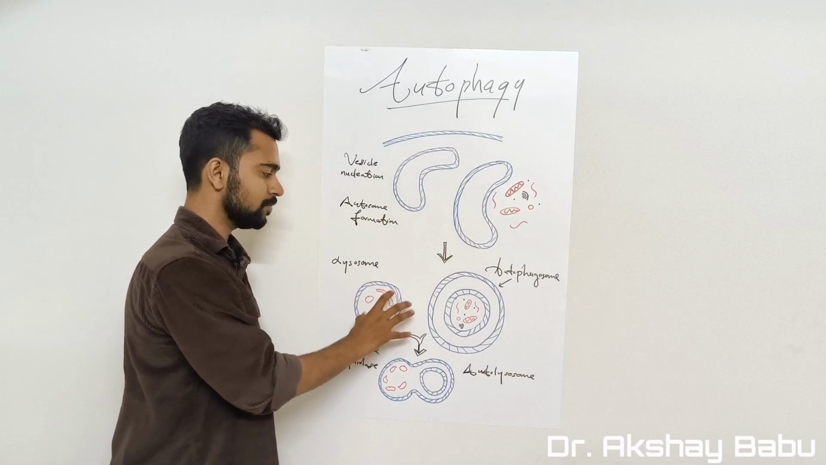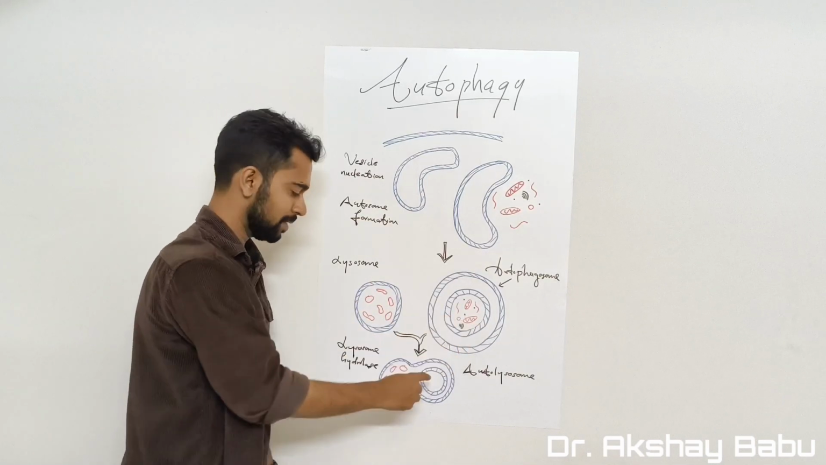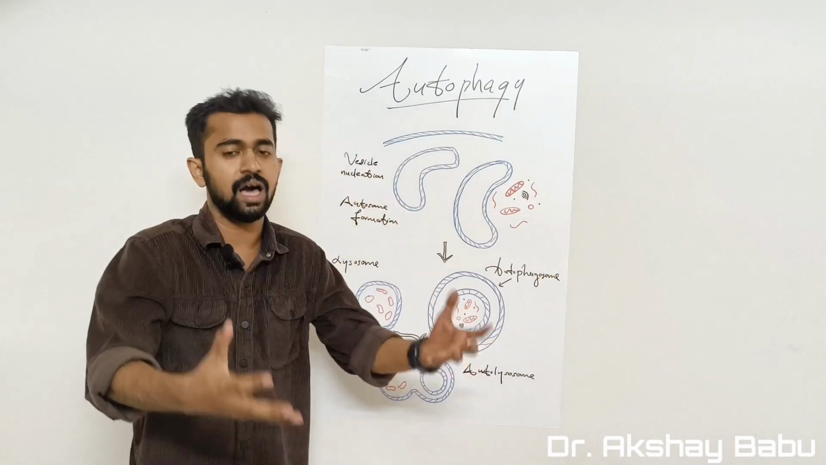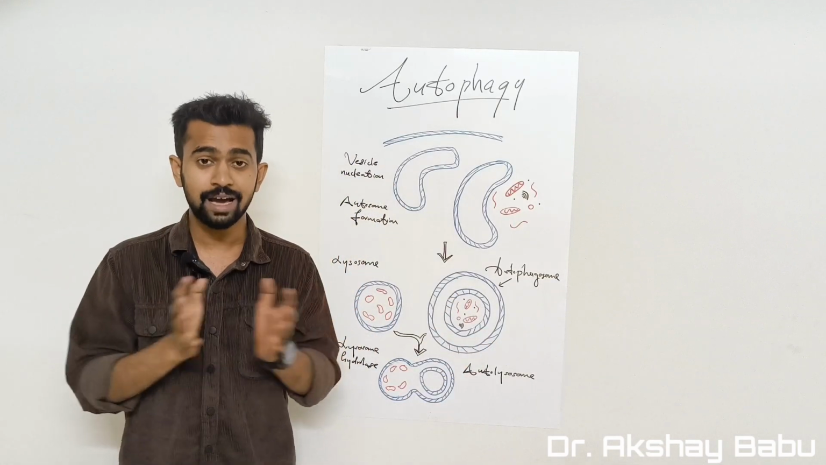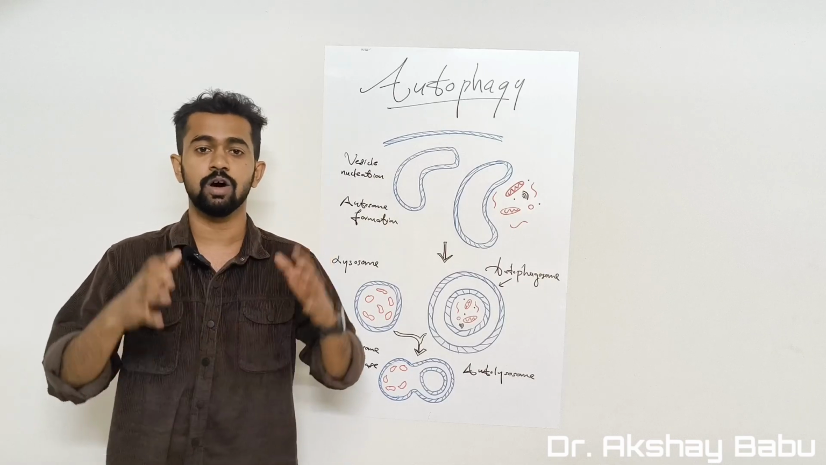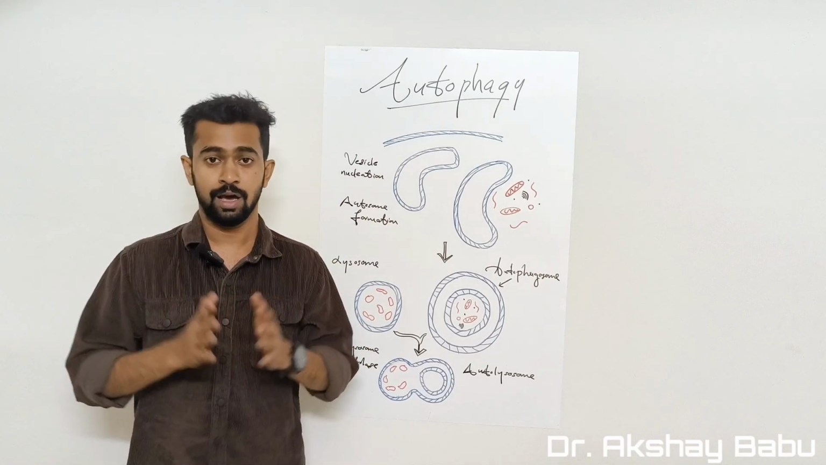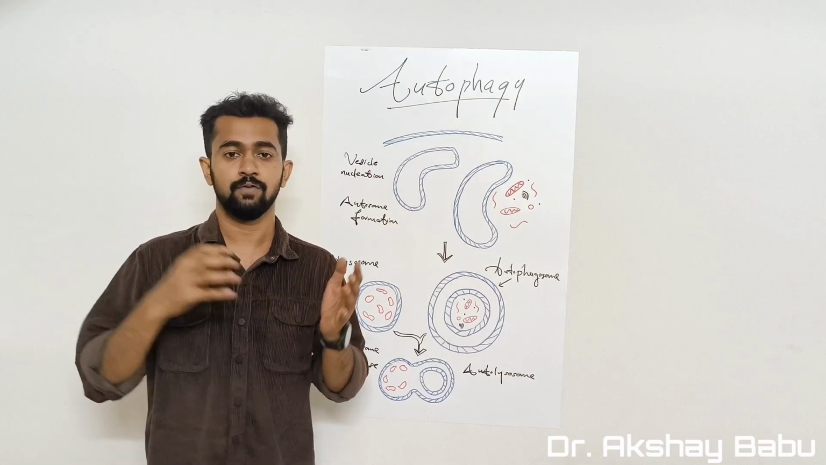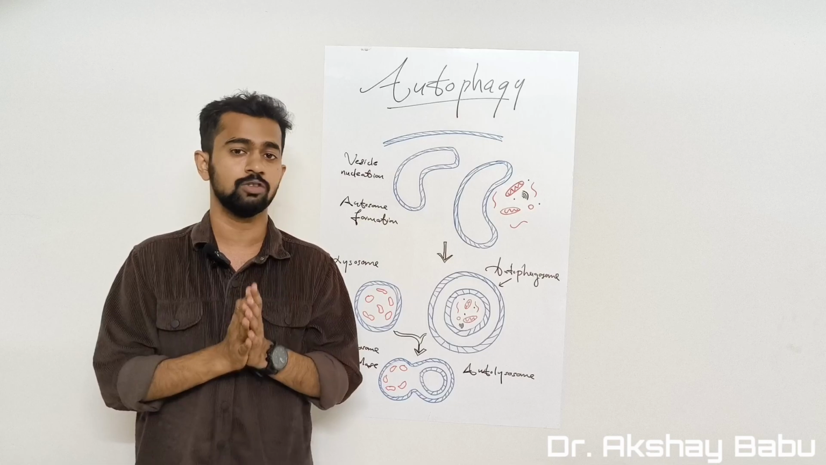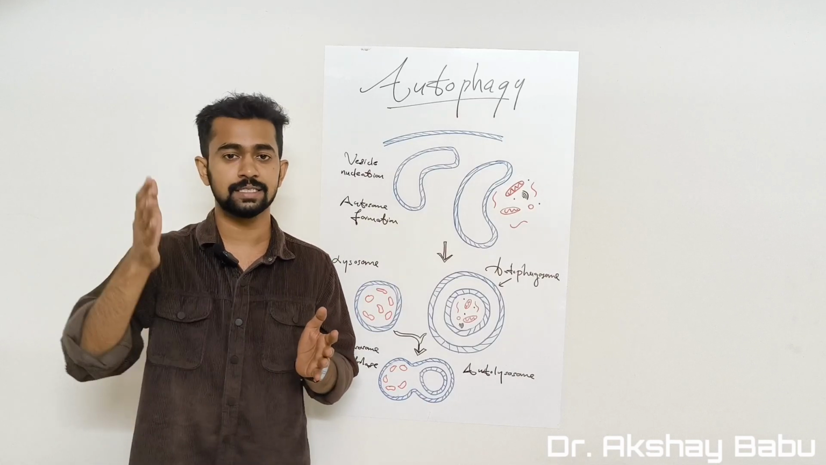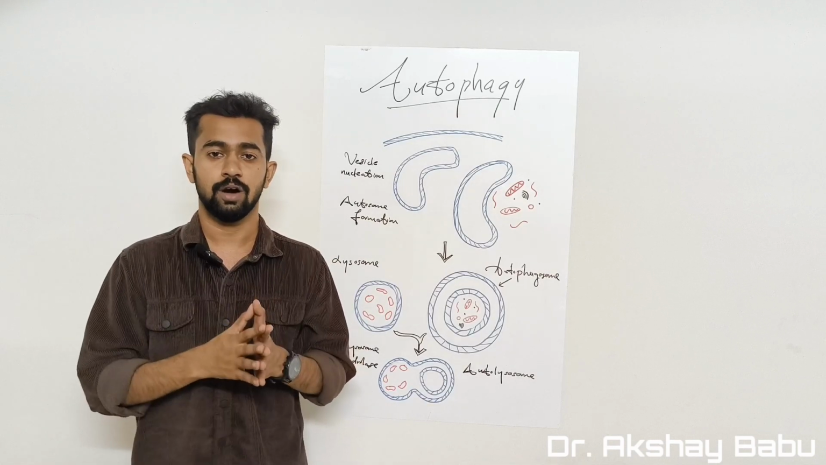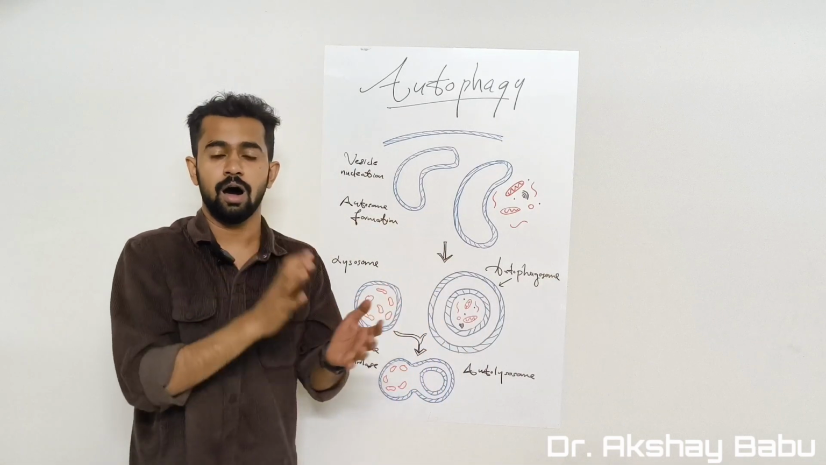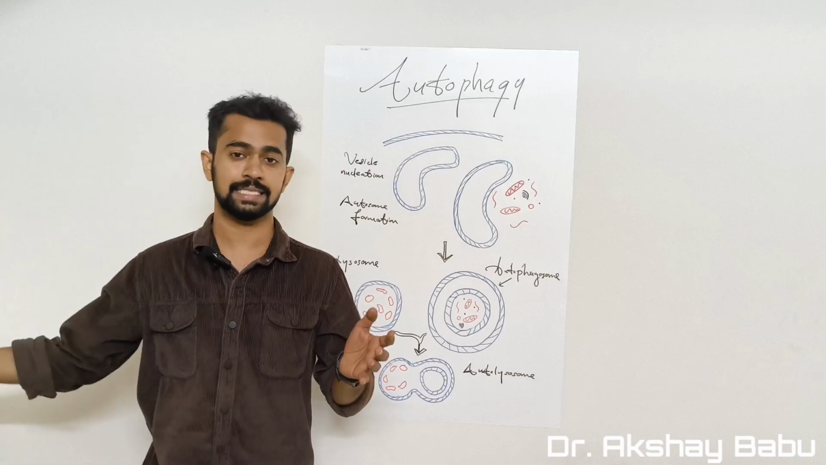Soon, lysosomes will fuse with this autophagosome, and eventually this lysosome will release its hydrolytic enzymes. And these hydrolytic enzymes will digest these worn out cellular organelles, which at last gives rise to amino acids, glucose, and phosphates. And these essential nutrients, which are derived from the digestion of these worn out cellular organelles, are then transferred to the cytoplasm.